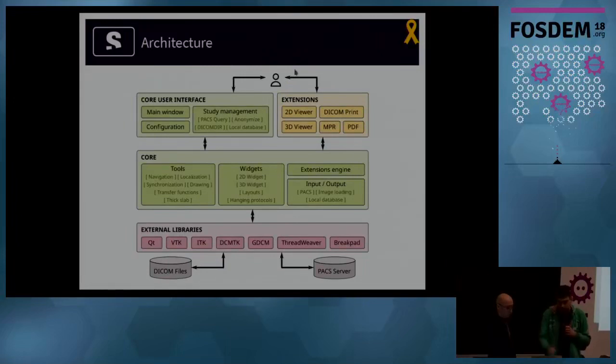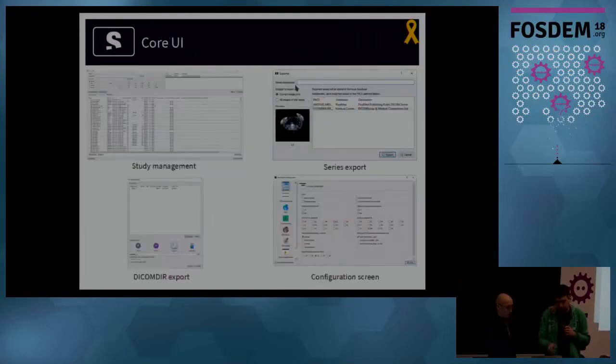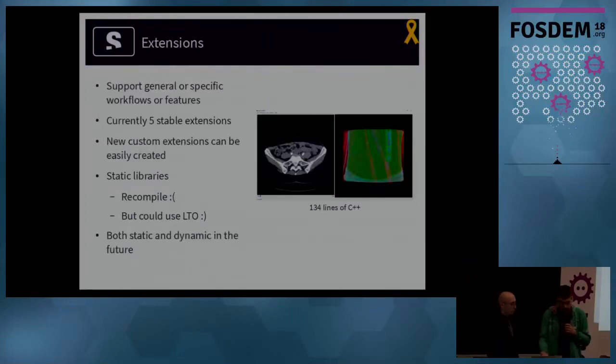Then the part that the user can see are the core user interface and the extensions. The core user interface includes several windows which are central to the platform, not related to any particular extension. For example, we have the study management window, the configuration screen, and several others.